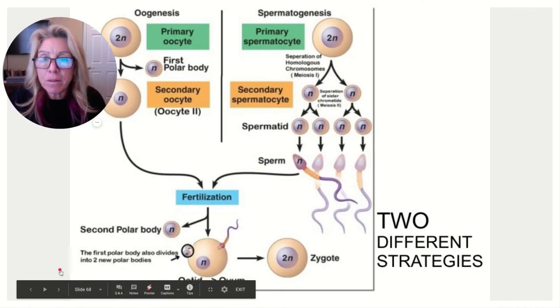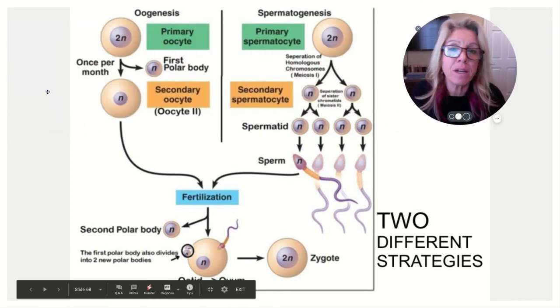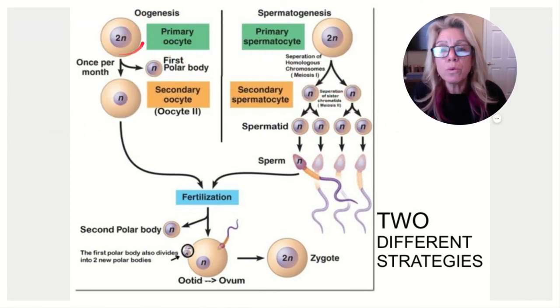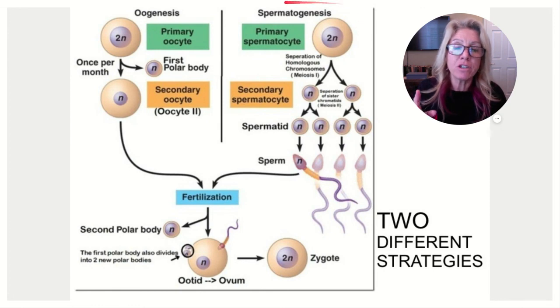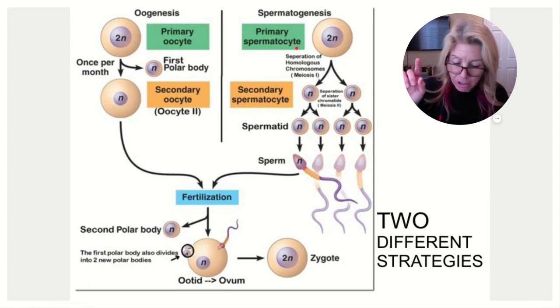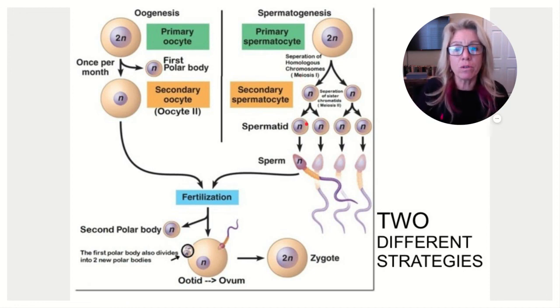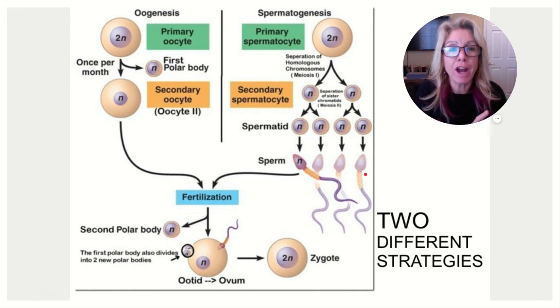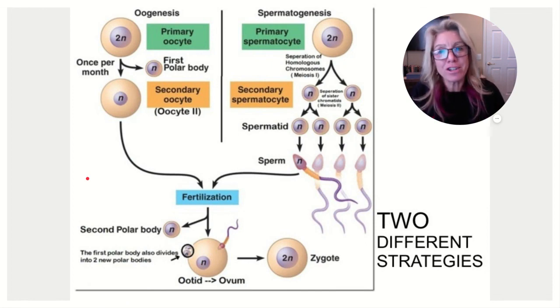And here is another picture showing you that same thing. So here's oogenesis, the formation of eggs, and here's spermatogenesis, the forming of sperm. Spermatogenesis, the beginning of sperm, occurs in the testes, and it results in 4 haploid sperm. That's one strategy: quantity over quality. Oogenesis, a different strategy, you're going for quality over quantity.